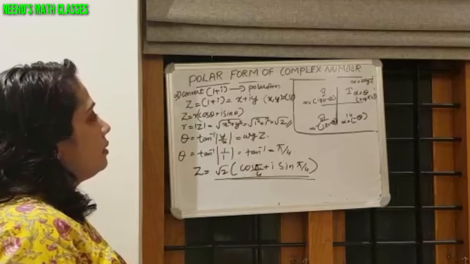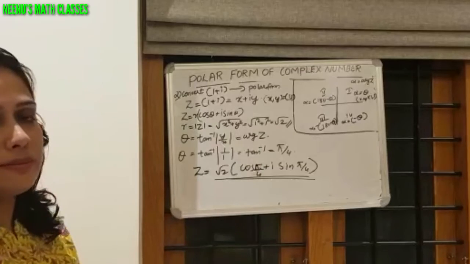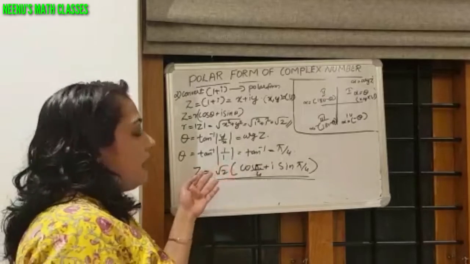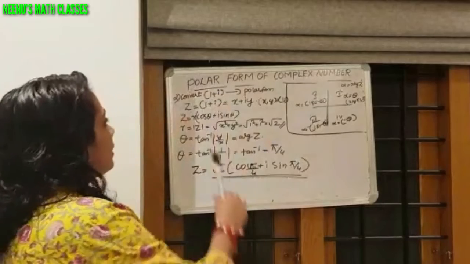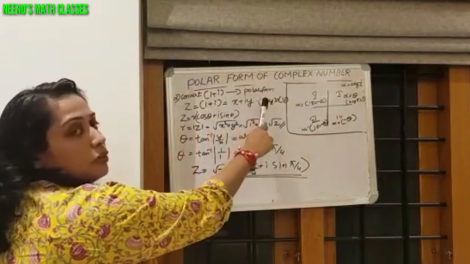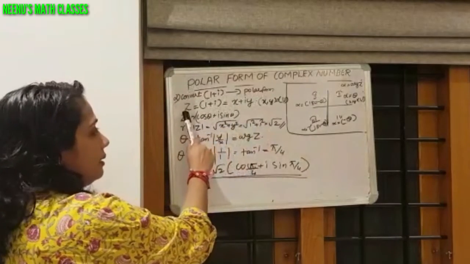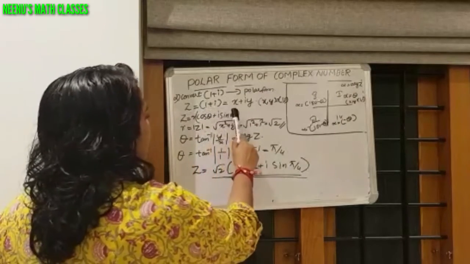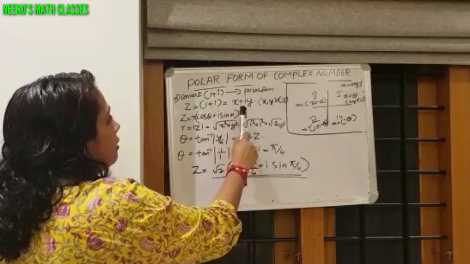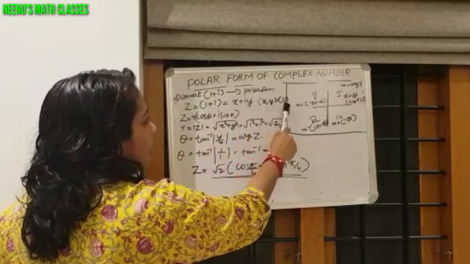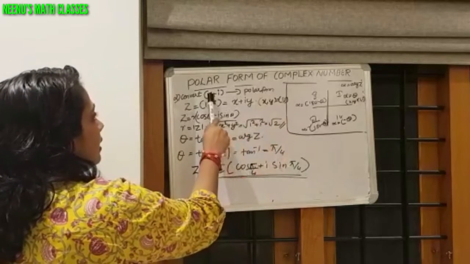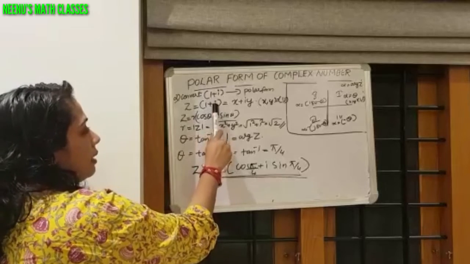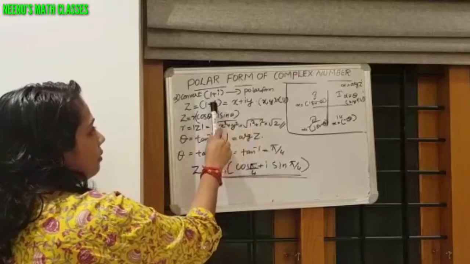Okay, this is very important. I will explain once more. Convert 1 plus I into polar form. Let's take Z equal to 1 plus I, which is x plus iota y, where x comma y equal to 1 comma 1. Here x equal to 1, y equal to 1.